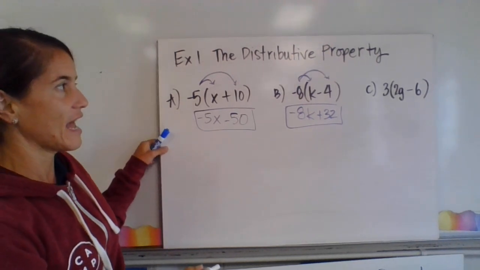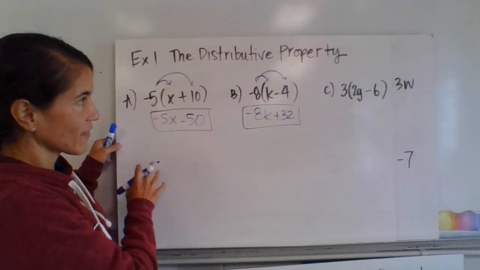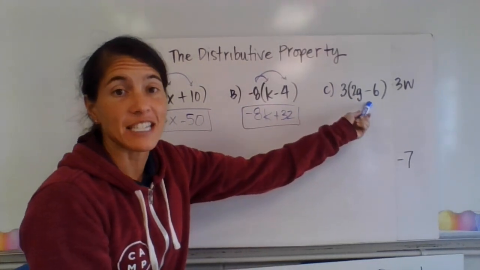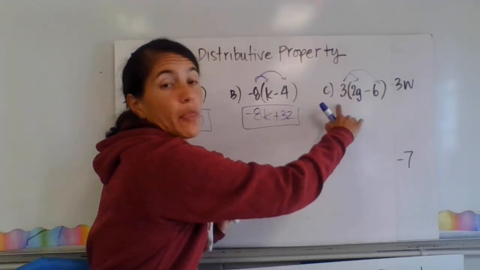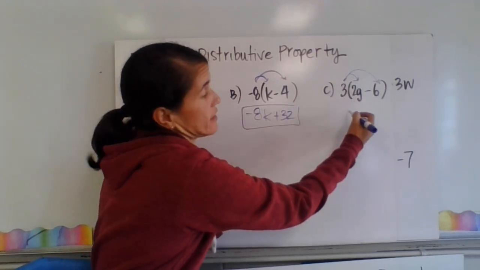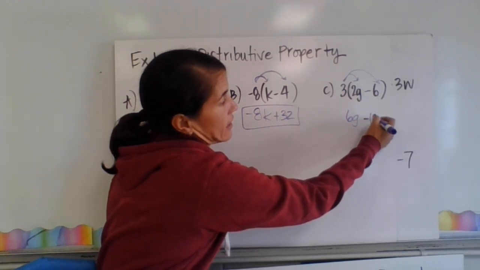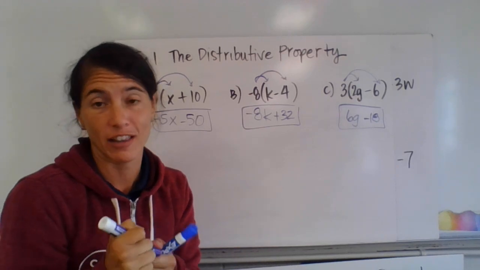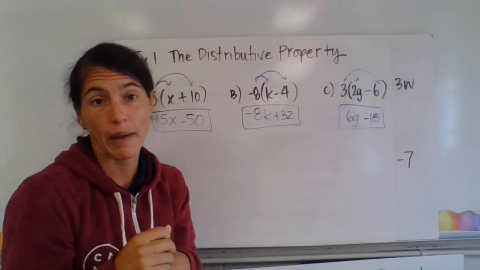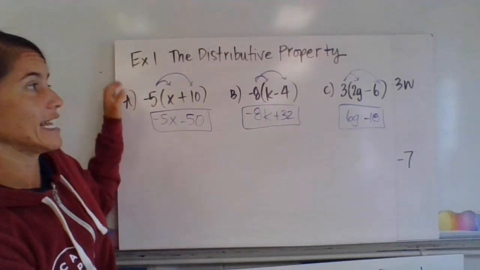All right? And then C, it's too far, I can't reach it. We have a difference, and we're going to distribute the 3. So 3 times 2g is 6g. And 3 times negative 6 is negative 18. And then again, I can't combine them because they're not like terms. So I can't combine a g and a constant. So I just leave it 6g minus 18.